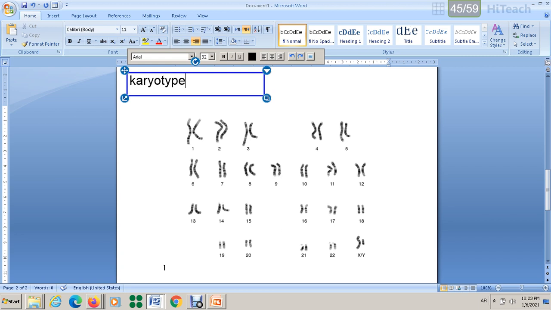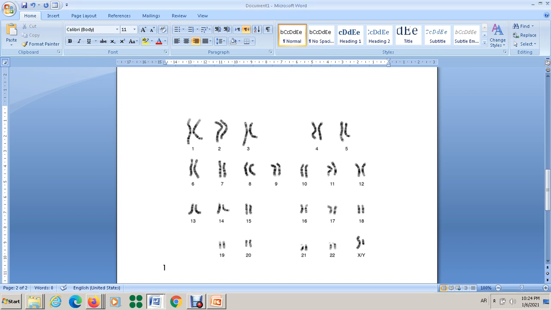Okay, this is the karyotyping technique. I want you now to look at these two pairs here. The last two pairs, one of them is long, the other one is short. These two pairs, as you see, don't have numbers. Here you have pair 1, pair 2, pair 3, and in total you have 22 pairs.